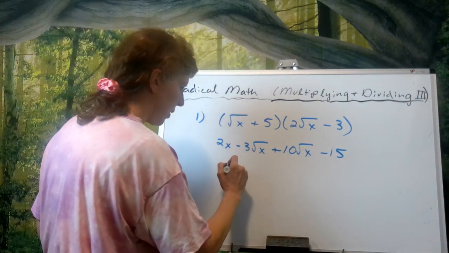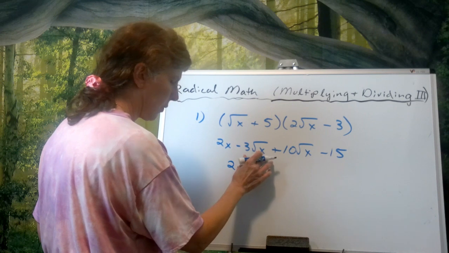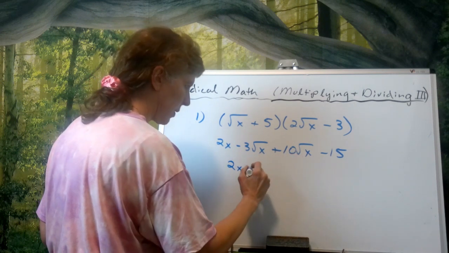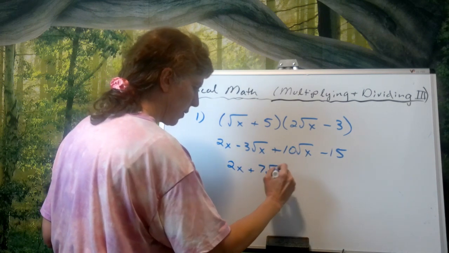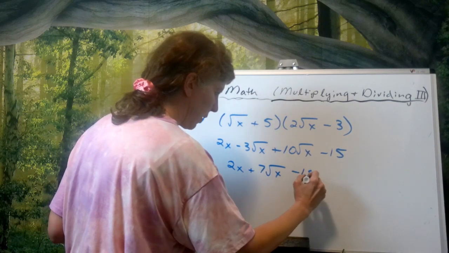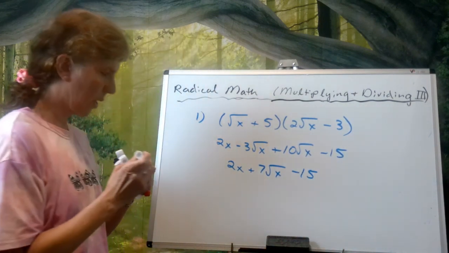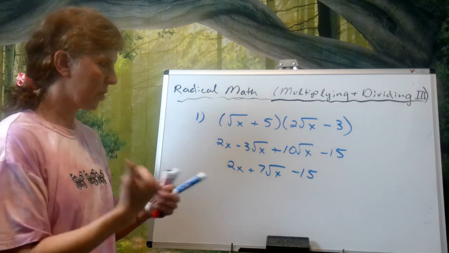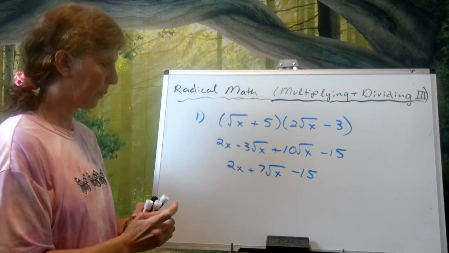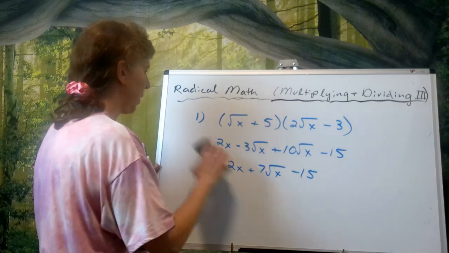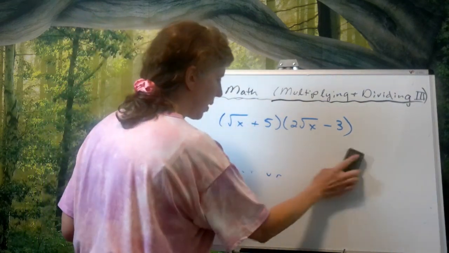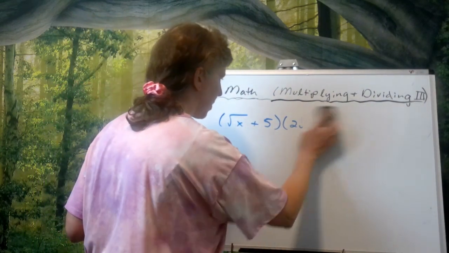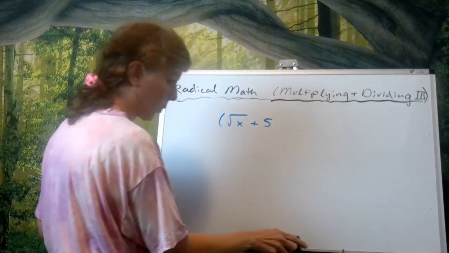These two simplify, so you get negative 3x plus 10 root x is 7 root x, and minus 15. Okay? And everything is as simplified as it can be. There's nothing more complicated that we can do. On the next example, what I wanted to remind you about was squares.